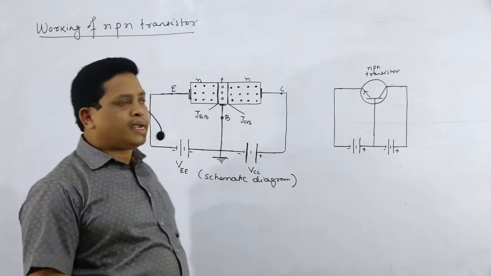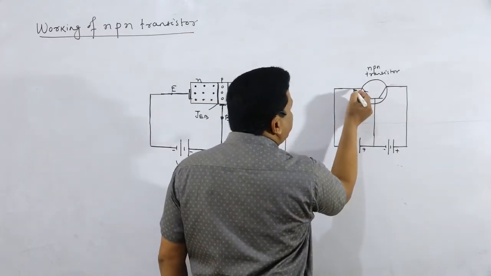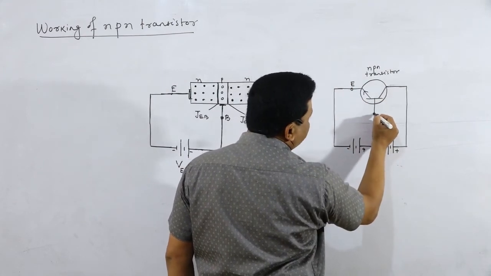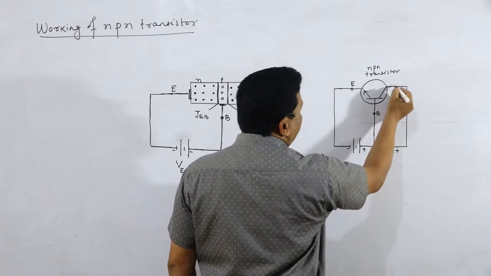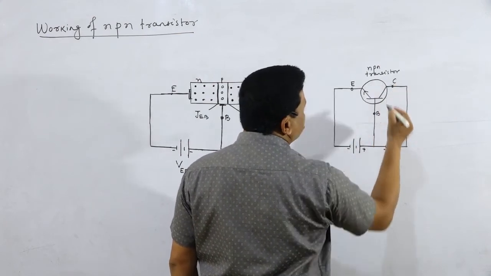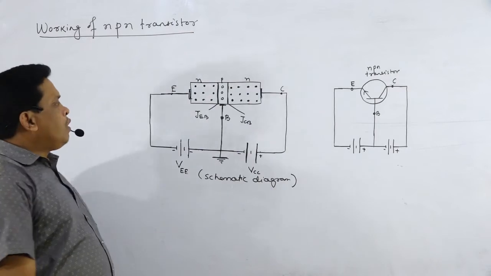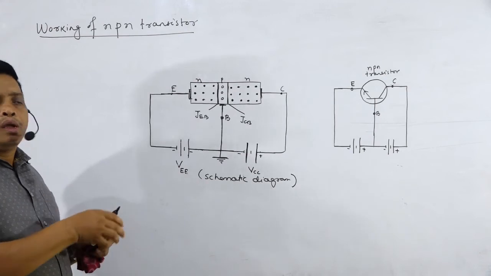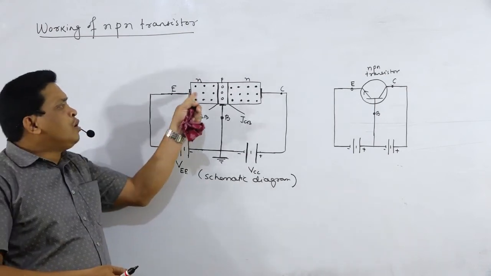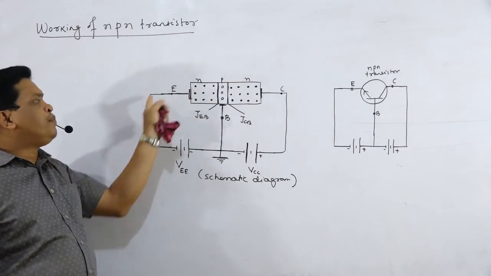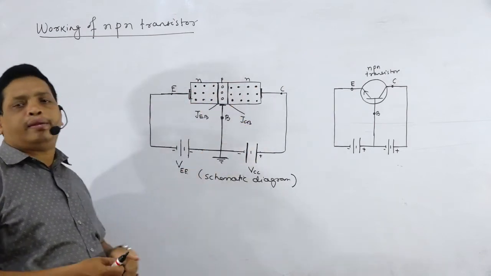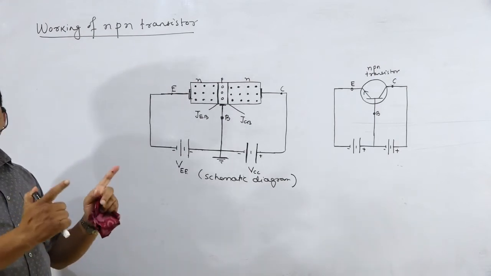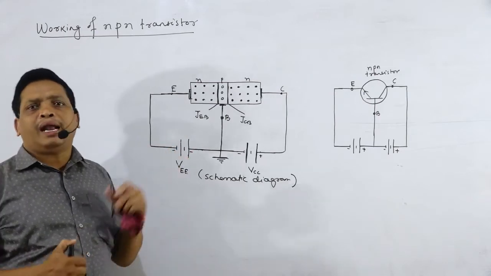So look at this circuit diagram. This is the emitter terminal, I mark it as E for emitter. This middle one is the base terminal, and this one is the collector terminal. Now our aim is that the majority charge carriers should flow from input to output. The emitter is on the input side and the collector is on the output side. So the maximum number of majority charge carriers should flow from the input emitter to the output collector.